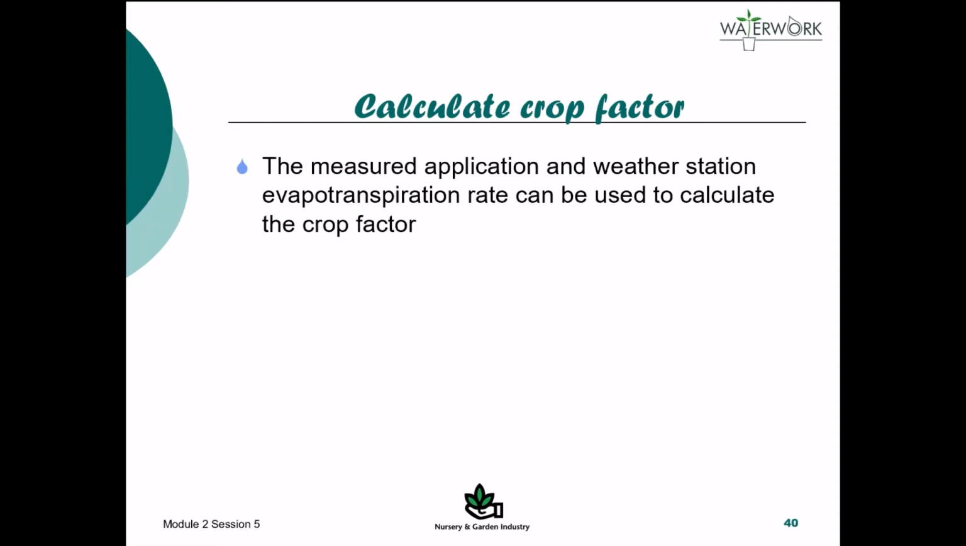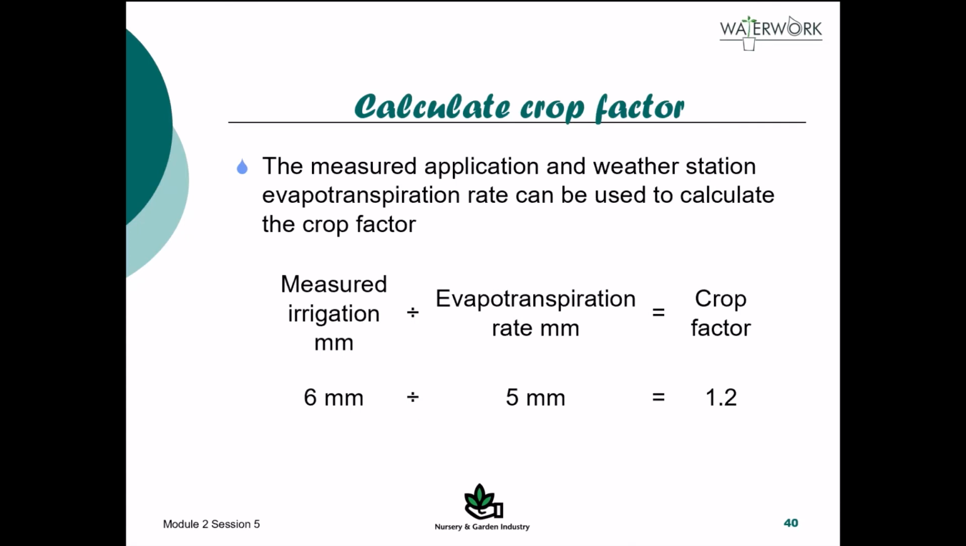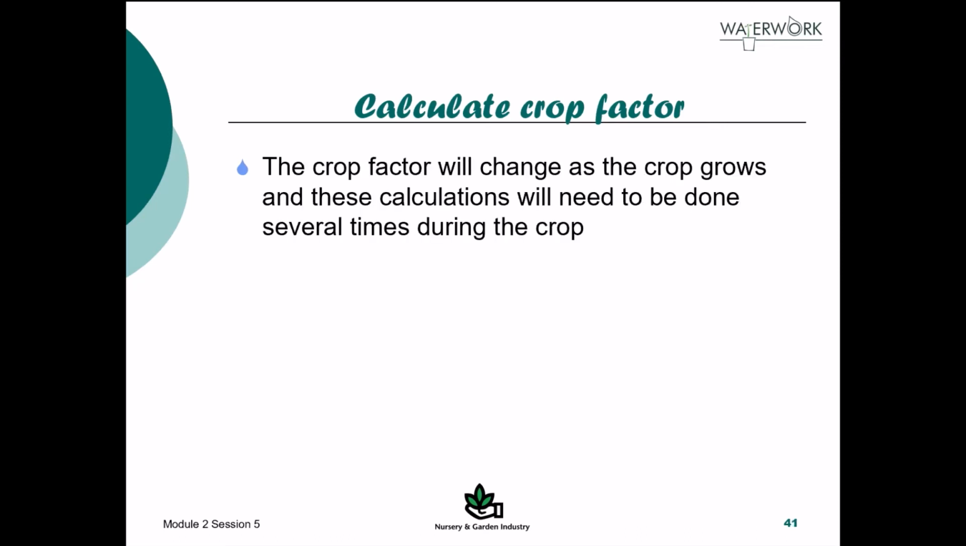The measured application and weather station evapotranspiration rate can be used to calculate the crop factor. In this example, if the evapotranspiration rate for the containers measured was 5 mm and the irrigation water applied was 6 mm, the crop factor is the irrigation water applied divided by the evapotranspiration rate, which is 1.2 in this example. Note that the crop factor will change as the crop grows, and these calculations should be done several times during the crop cycle to develop a full picture of the water requirements over the whole growing period.